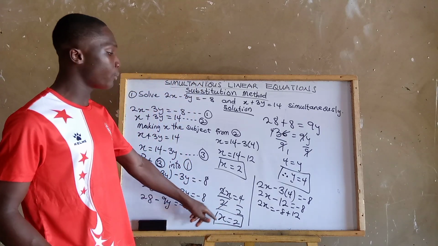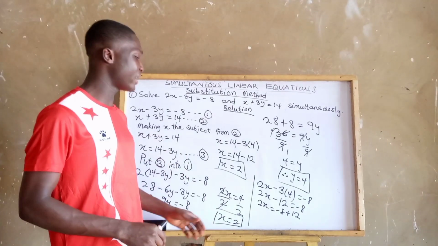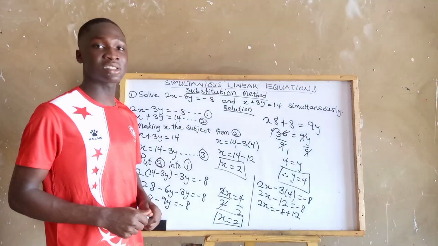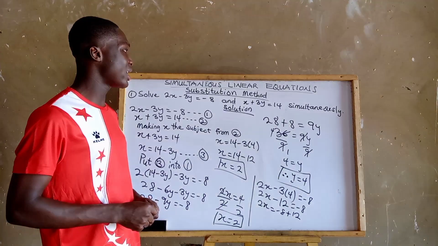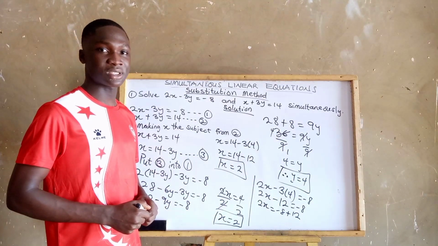So it means that you can put the value of y into any of the equations to solve for the value of x. So this is how to solve questions on simultaneous linear equations using the method of substitution. Let's solve our next question.